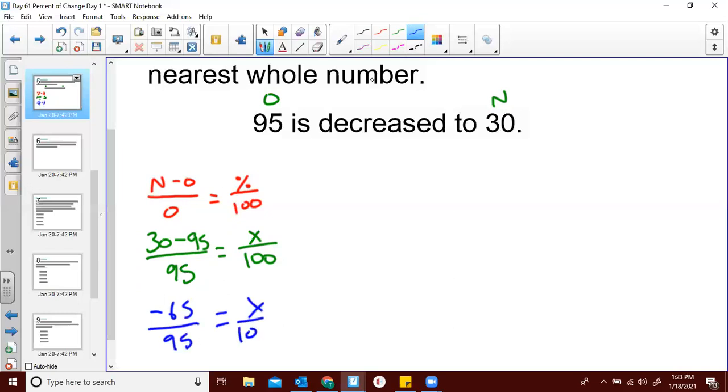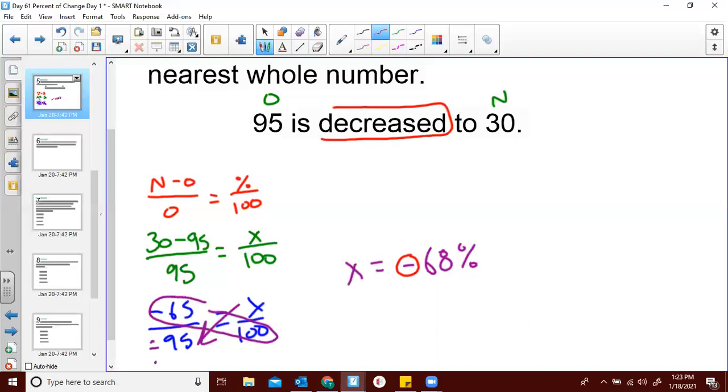Then all you have to do is cross multiply and divide by x's partner, and you will see that x equals negative 68%. What I want to point out is that the negative sign means that we are in fact decreasing. But when we write out our answer, we will never, ever, ever have a negative percent. So our answer would just be a positive 68%. That negative sign lets us know that we're decreasing.